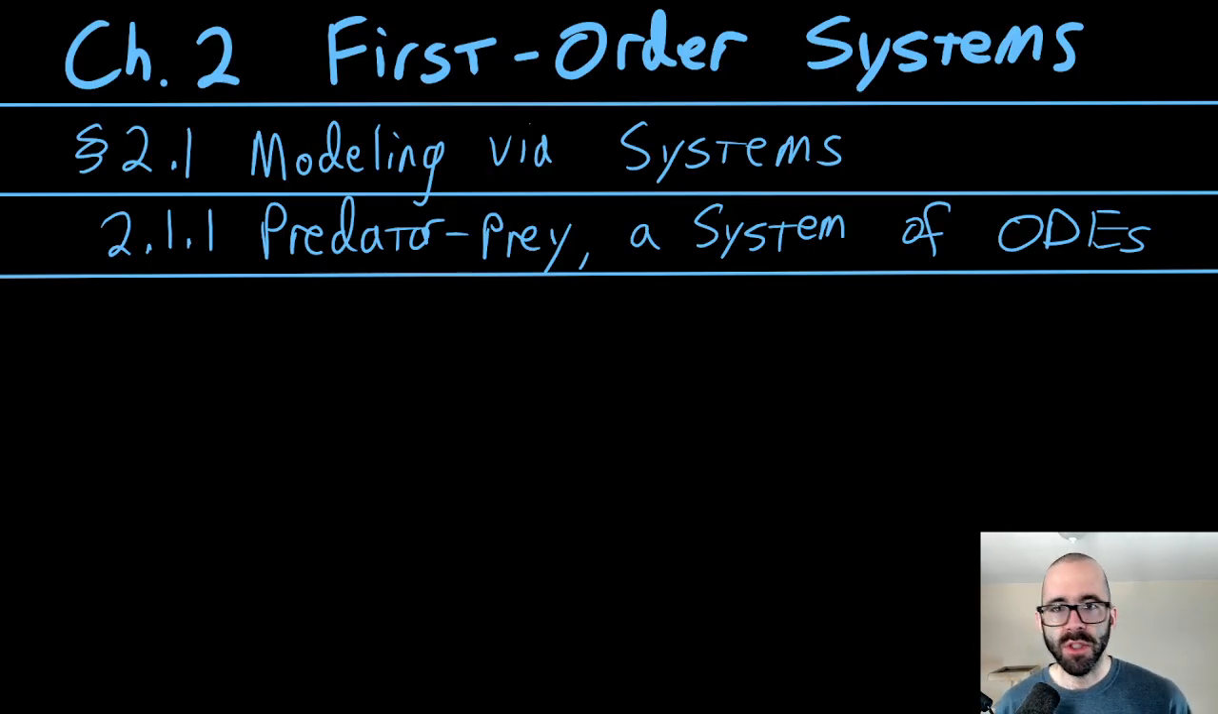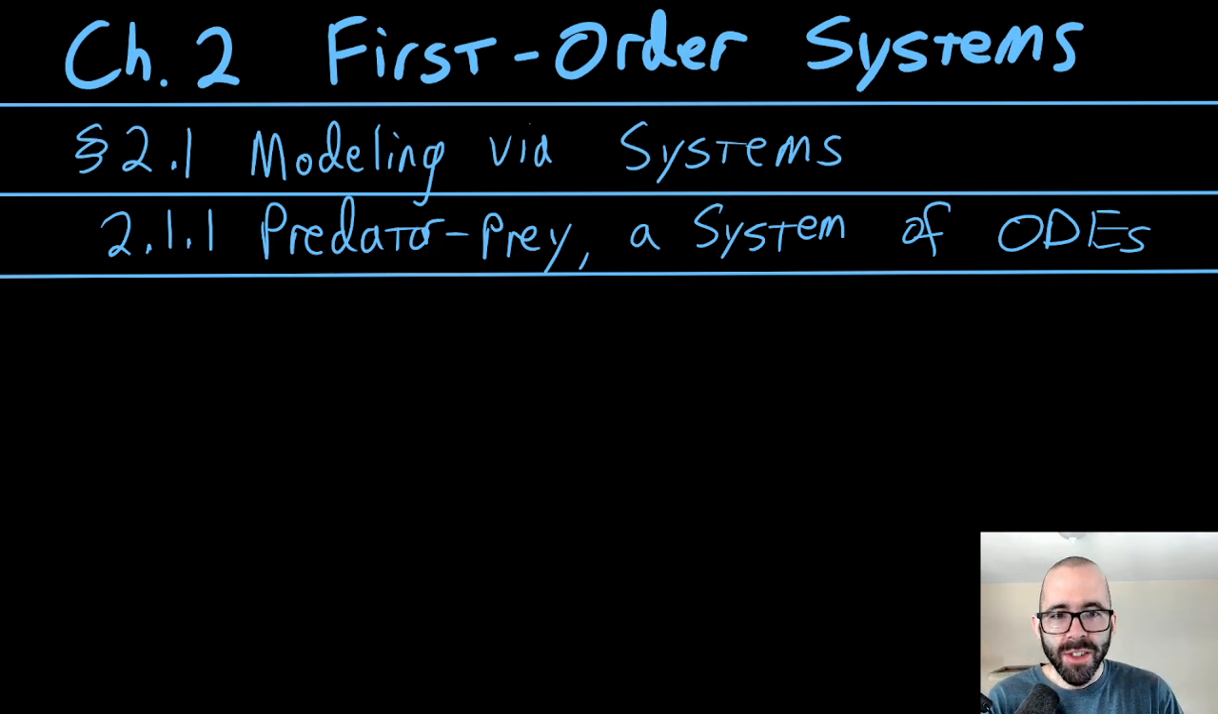Chapter 1 was an introduction. We started by talking about modeling. We talked about qualitative analysis, numerical analysis. We talked about numerical approximations. We talked about analytic solutions. Well, that's all Chapter 2 is as well.